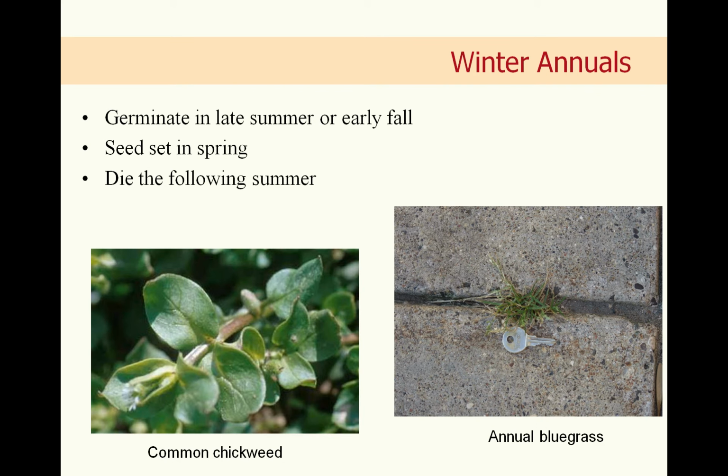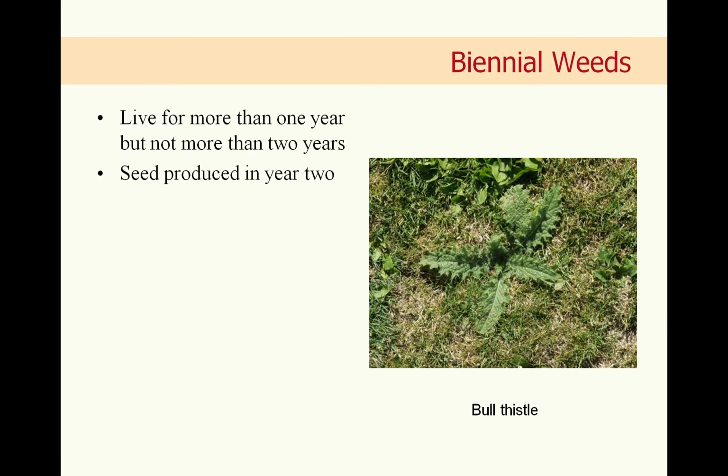Winter annuals germinate in late summer or early fall. They then survive the winter in a dormant state and flower and produce seed in the spring. They usually die during the summer. Common chickweed and annual bluegrass are winter annuals. We will only be studying one biennial in this class. Bull thistle experiences vegetative growth during the first year and then goes into a reproductive phase in year 2 before dying.